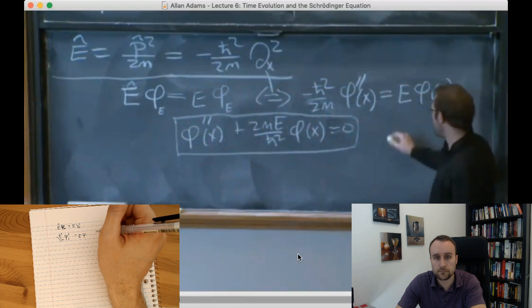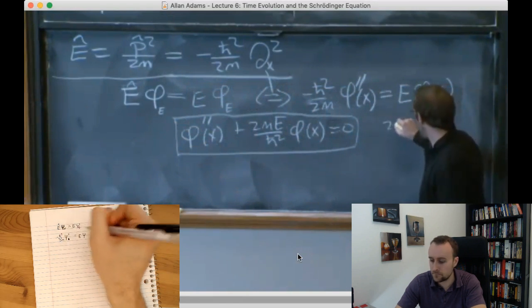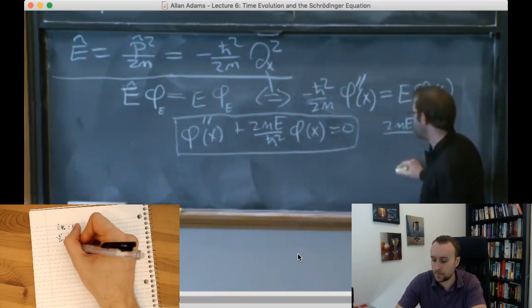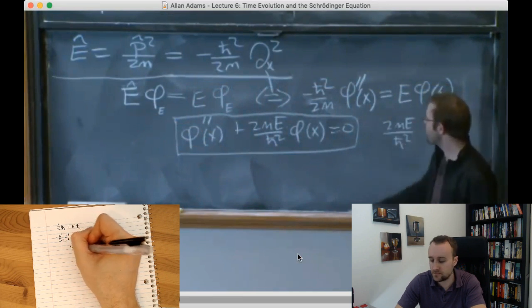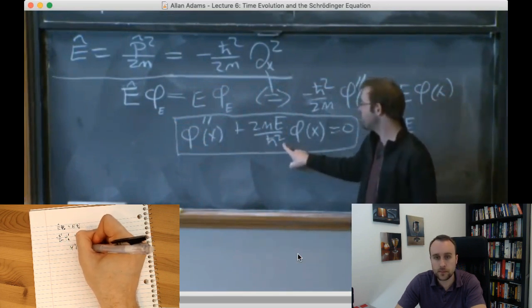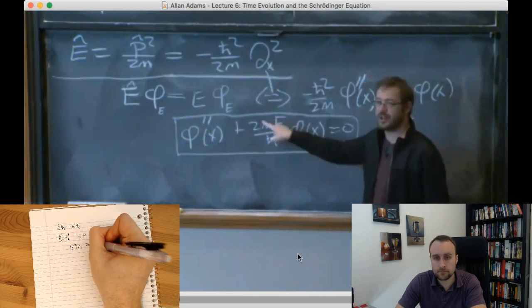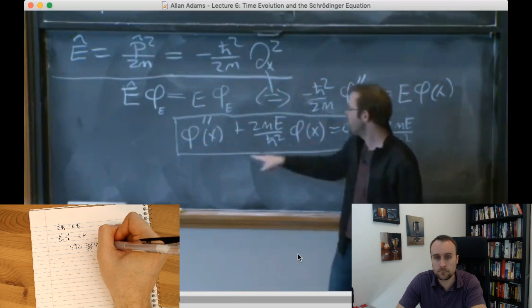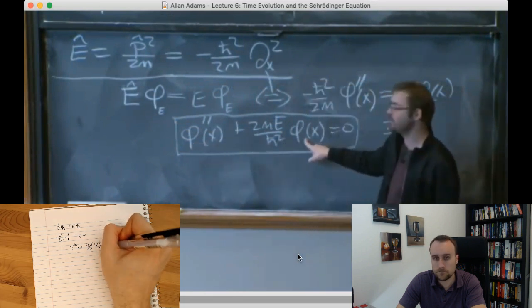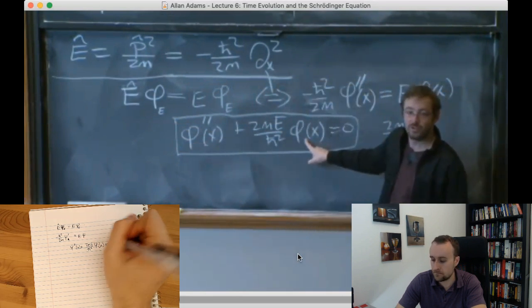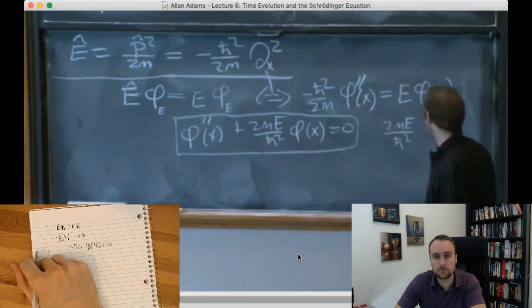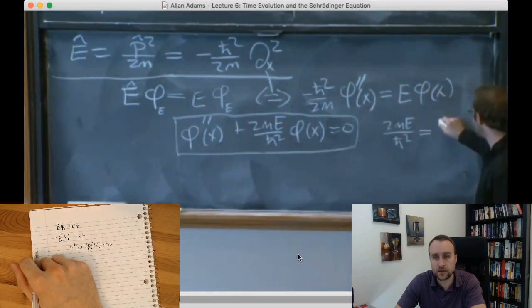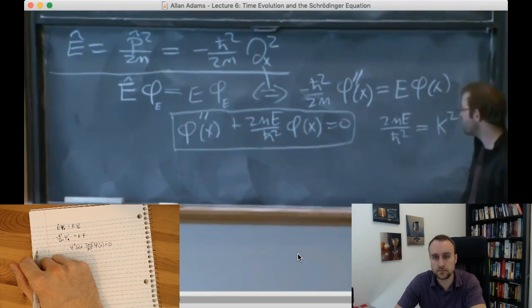I'm just going to call 2me over h bar squared something simpler, because it's annoying to write it over and over. Well, first off, what are the units of this coefficient? You can do dimensional analysis of each thing here, or you can just note that we started with a dimensionally sensible equation, and this has units of this divided by length twice. So this must have units of 1 over length squared. I'm going to call it k squared.